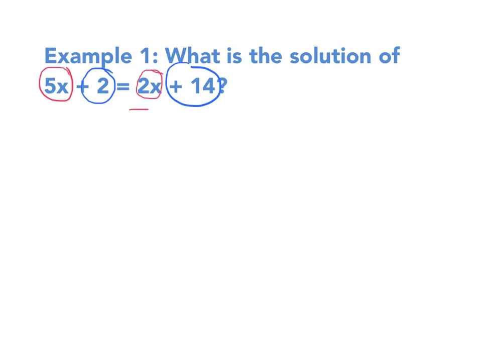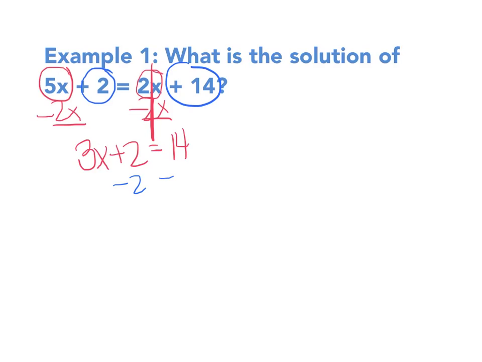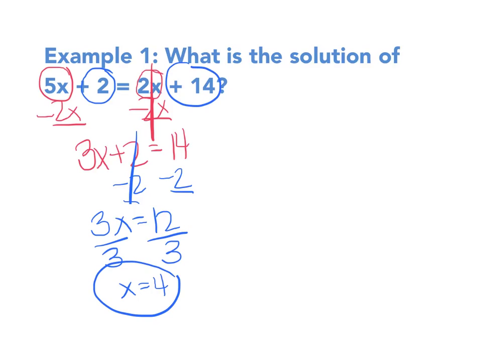So I see that I can take a 2x away from this side and a 2x away from this side to make 0. Remember, I want all the variables on one side of the equation. So 5x minus 2x is 3x. We still have that plus 2 equals 14 on this side. And now I can take away 2 and combine those like terms, and I get 3x equals 12. And we know from here I just divide by 3 and I get x equals 4.